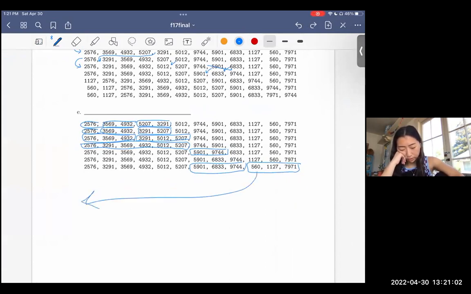And 560 will eventually move up there. But we see merge sort starts with very localized movement. And then as the subarrays get bigger and bigger, we see bigger movement. And so this one is merge sort.